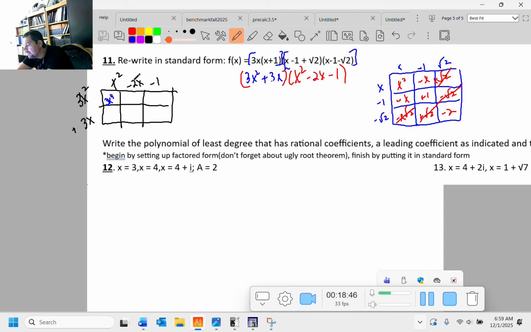Alright, 3x squared times negative 2x is minus 6x cubed. 3x squared times negative 1 is minus 3x squared. 3x times x squared is 3x cubed. 3x times negative 2x is minus 6x squared. And then negative 3x.